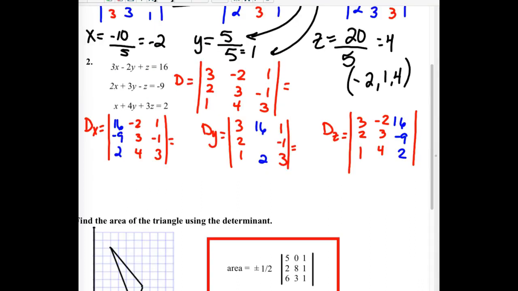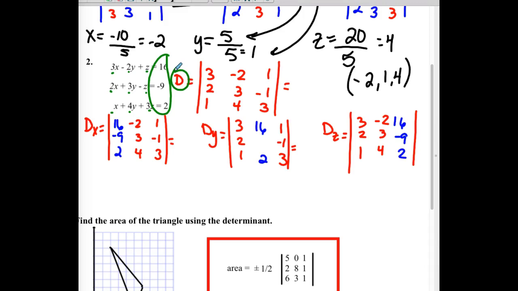So checking our setup, our first matrix here, just our plain D matrix, again, is our coefficients. So 3, negative 2, 1, 2, 3, negative 1, 1, 4, 3. Okay? Then again, to find X, Y, and Z, we take each column one at a time and replace it with our constants. Are we good with the setup? Yes? Okay, so we'll split it up.